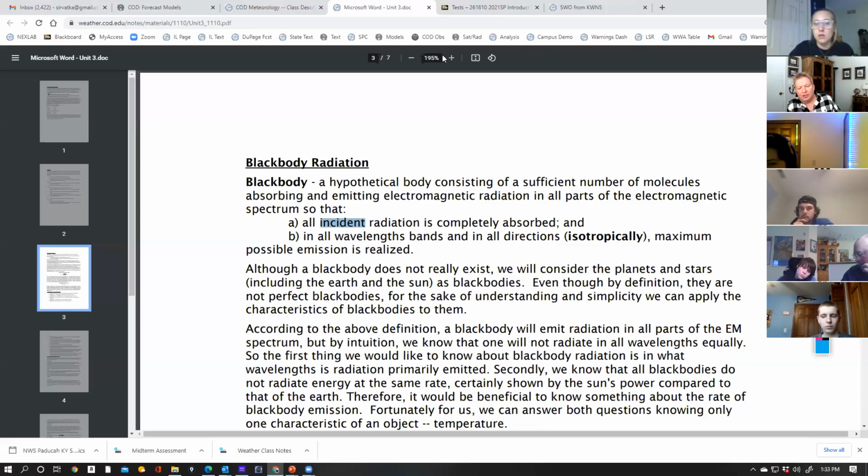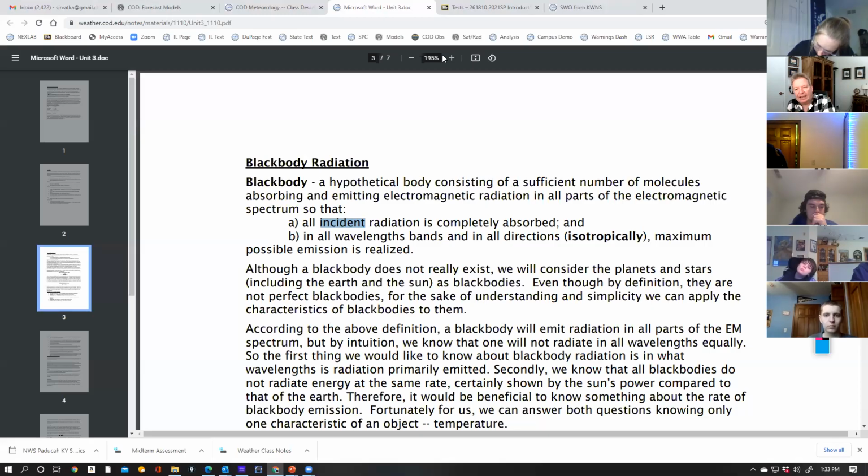The word I'm looking for starts with an A. Albedo. What's the albedo? 100%. No. What is albedo defined as? Albedo is defined as how much is reflected. So how much is reflected? Zero. So the albedo of a black body is 0. That's by definition.